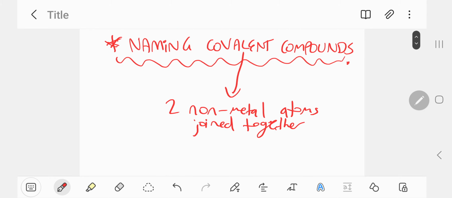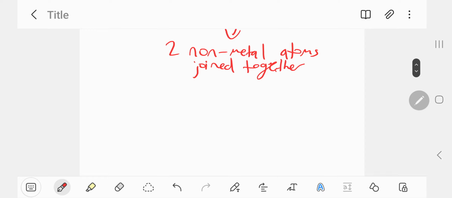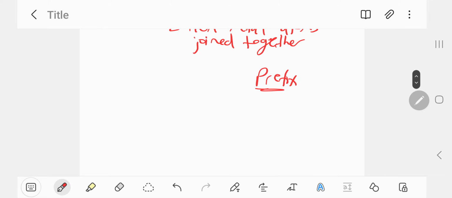So the rules for naming covalent compounds aren't really that difficult. Before I get into the rules, it's important to know what are known as prefixes. A prefix is something which goes before a word or a letter or something else. And for Year 9 Science, it's important to know these 9 prefixes. I'll show you now.